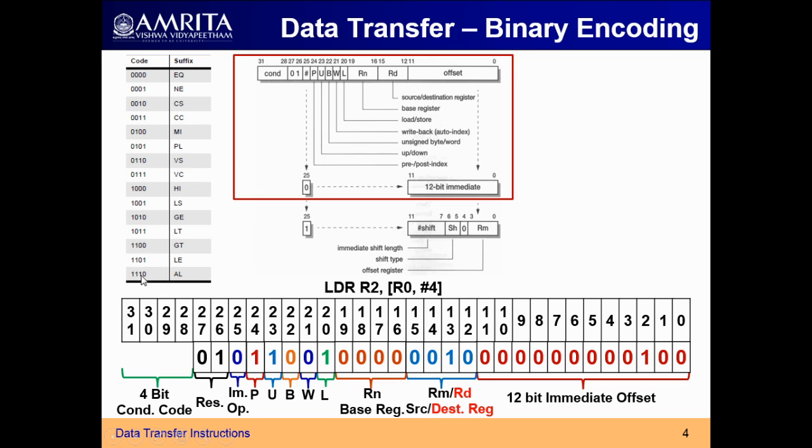And what will be the corresponding code for AL? 1110. That means always this instruction will be executed. Right? So this will be the binary encoding for this corresponding instruction.